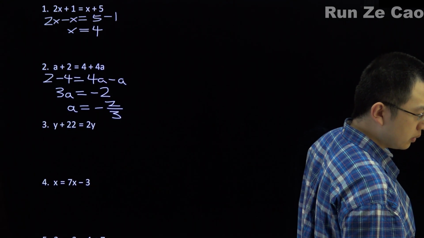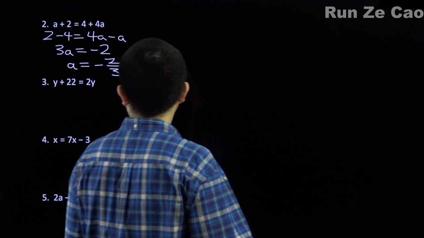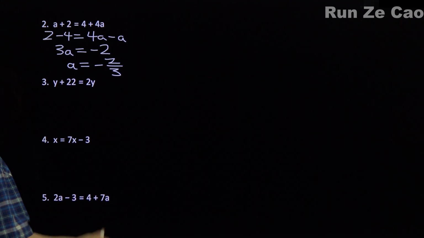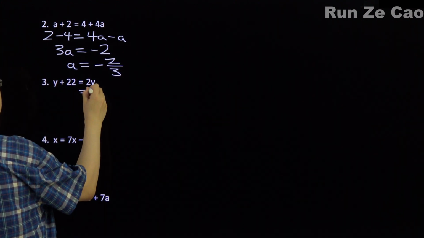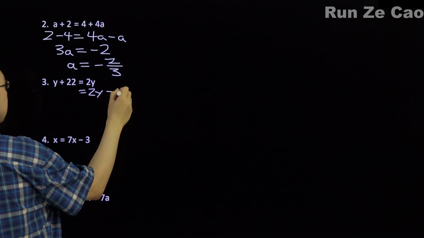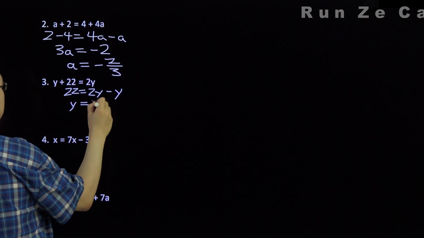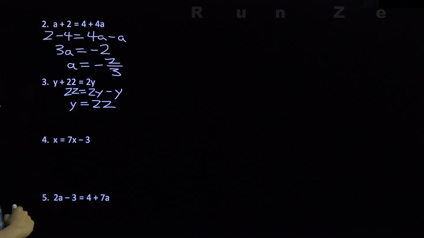So, y plus 22 is equal to 2y. Well, that means 2y minus y is equal to 22. y is equal to 22.